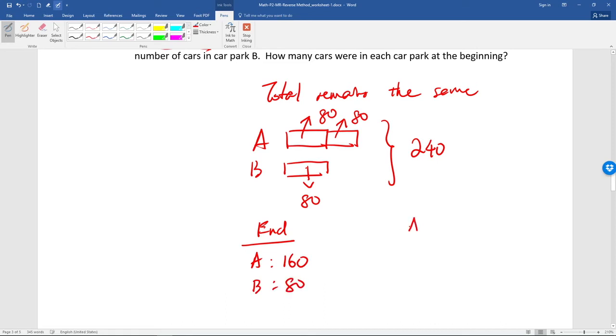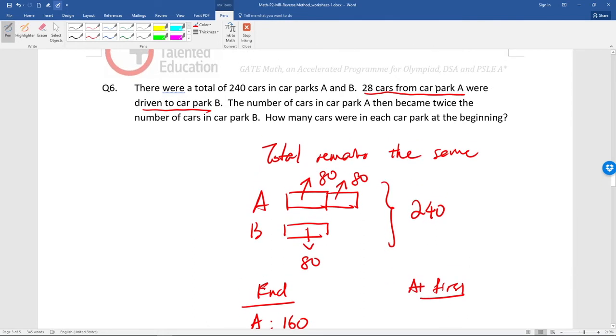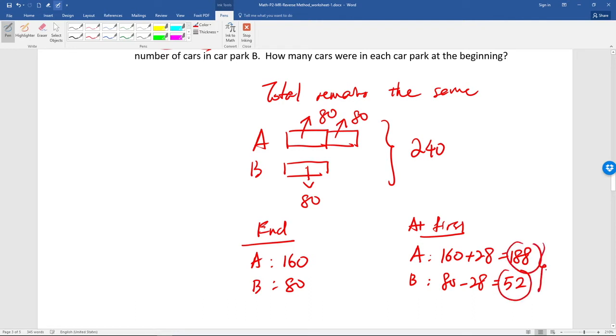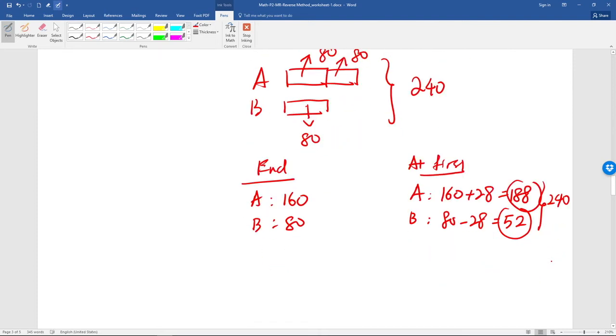So at first, how many cars were there in A and B? 28 cars from A were driven to B. So at first, A would have 160 plus 28 giving us 188 cars in A, and at first B would have 80 minus 28 giving us 52 cars, and we check that 188 plus 52 gives us 240. Therefore the answer is 188 in A and 52 in B at first.